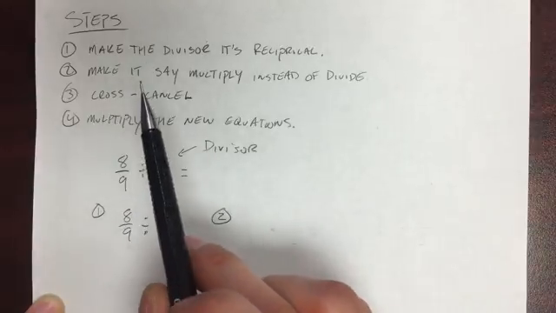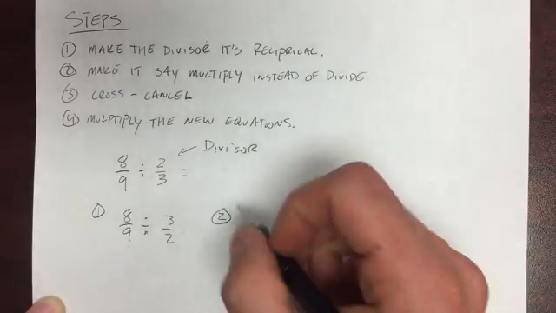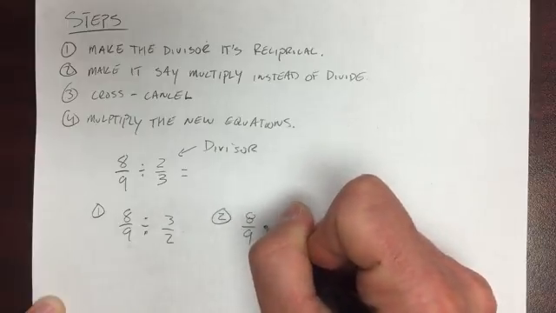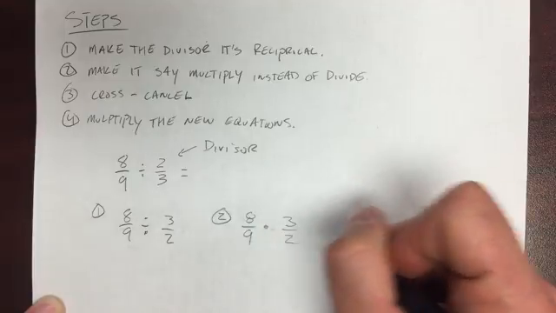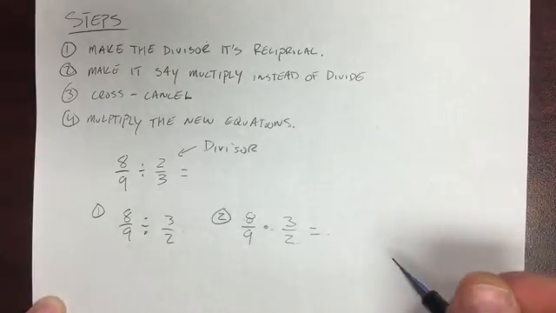It says make it say multiply instead of divide. All right, that's easy enough. 8/9 multiplied by 3 over 2. That's going to equal something. We're not there yet, but we're going to figure it out.